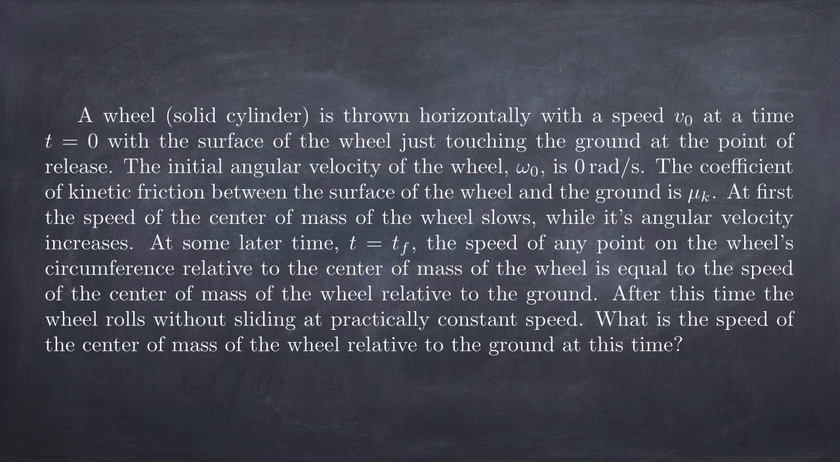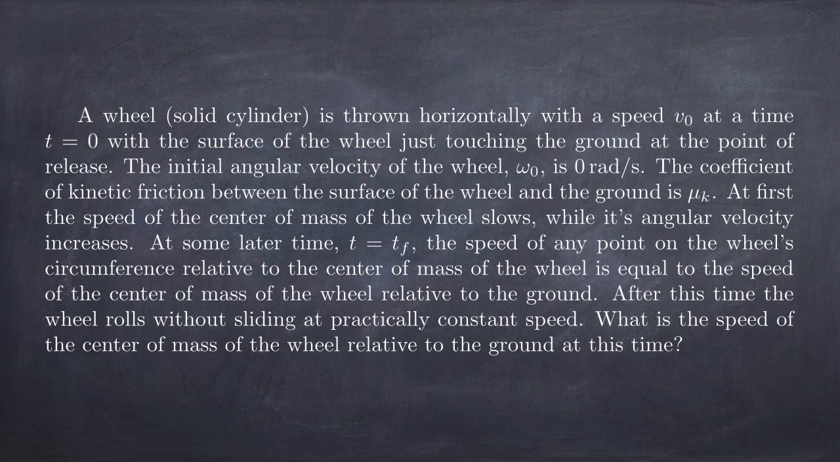A wheel is thrown horizontally with a speed of v0 at a time t equals 0, with the surface of the wheel just touching the ground at the point of release. The initial angular velocity of the wheel, omega 0, is 0 radians per second. The coefficient of kinetic friction between the surface of the wheel and the ground is mu sub k.